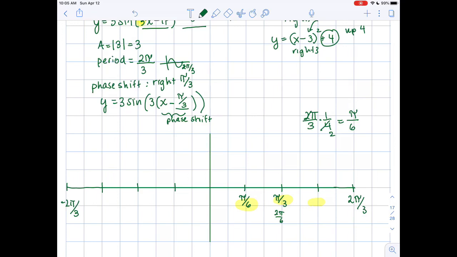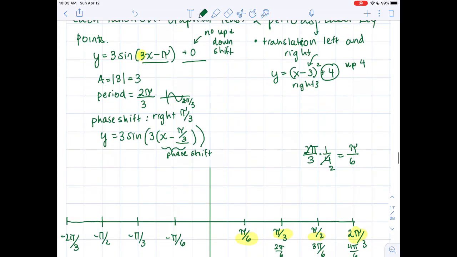This is going to be 2 pi over 6, which reduces to pi over 3. Then this is 3 pi over 6, which reduces to pi over 2. Then let's make sure this makes sense. This is 4 pi over 6, which reduces to 2 pi over 3. So that all works. The negative side is easy because we just make it the opposite in values to the angle measures on the right.